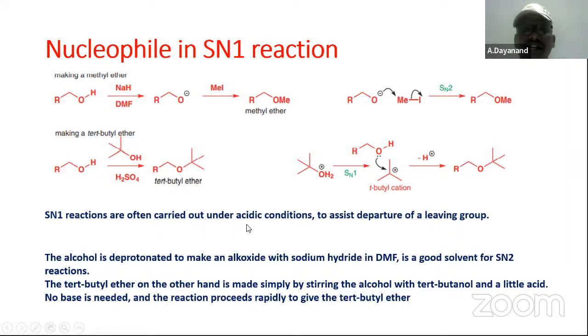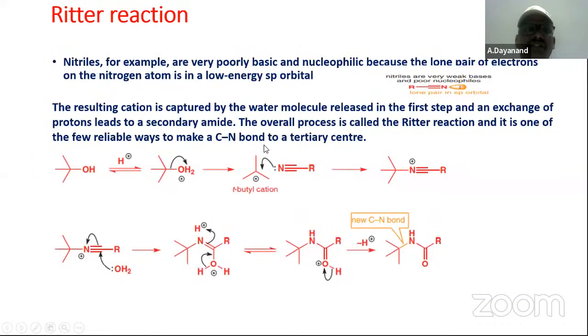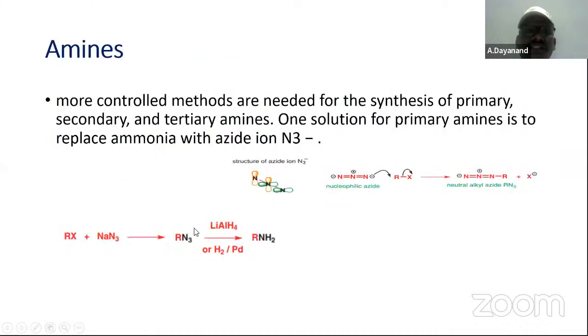Sn1 reactions are often carried out under acidic conditions to assist departure of a leaving group. The alcohol is deprotonated to make an alkoxide. Okay, that is making a tertiary butyl ether can be formed. All are Sn1 reactions. All these examples are for Sn1 reactions only. And this is also a new reaction where you can see the formation of a carbocation followed by substitution. Amines. Okay, more controlled methods are needed for the synthesis. One solution is to replace ammonia with azide.